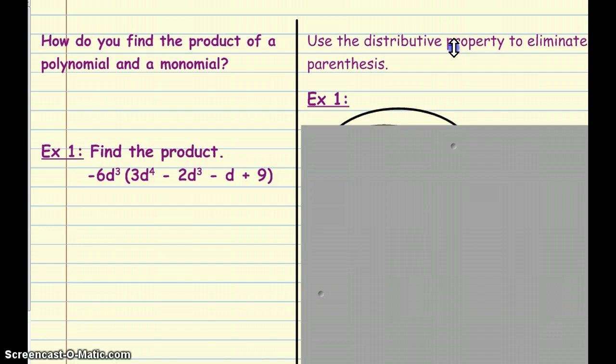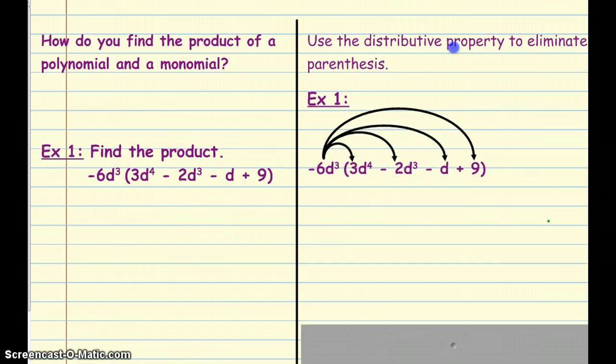We have negative 6d to the third times the quantity of 3d to the fourth minus 2d to the third minus d plus 9. So as you see here, I have all my arrows drawn. Kind of reminds me of playing Angry Birds, but that is the distributive property. So what we're going to do here is take this negative 6d to the third and multiply it with each of the terms inside the parentheses.